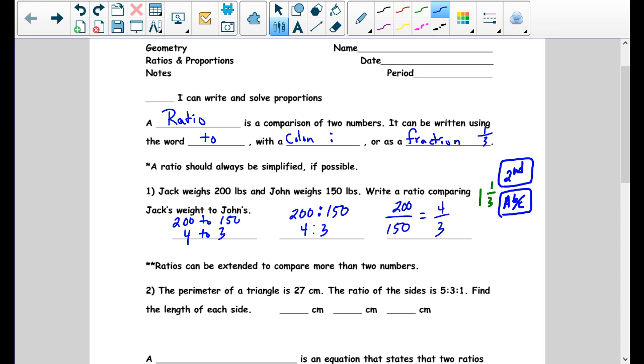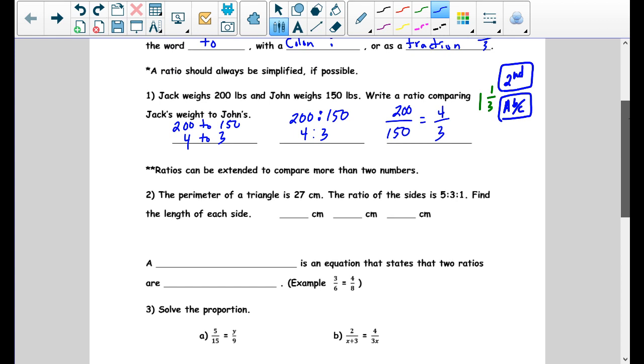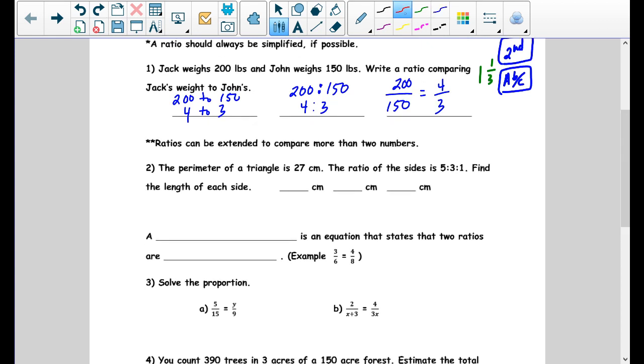Alright, so we can also have what we call an extended ratio. Okay? So an extended ratio is just a ratio comparing more than two numbers. Okay? So it says the perimeter of a triangle is 27 centimeters. So the ratio of the sides are 5 to 3 to 1. Find the length of each side. So with these extended ratios, to help us solve them, okay, we're just going to set up an equation.